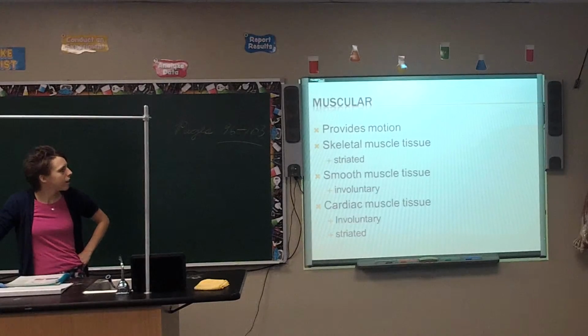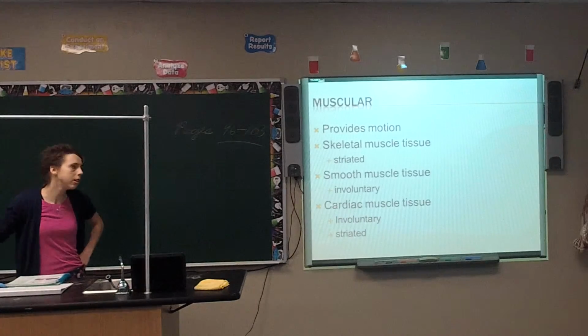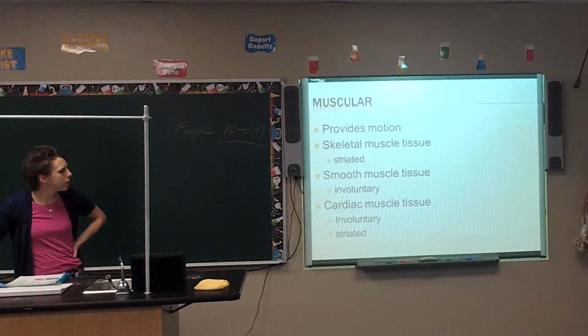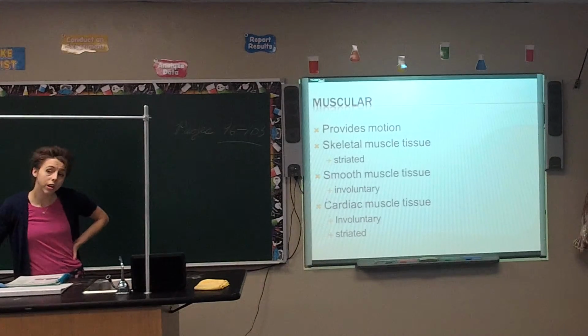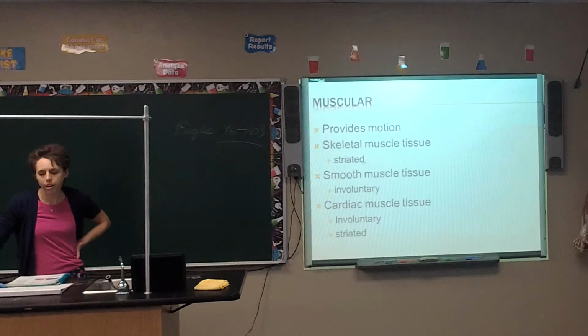Alright, the second type of tissue is the muscular tissue. This one provides motion. That makes sense. There are 3 different types of muscle tissue, though. You have skeletal muscle tissue, smooth muscle tissue, and cardiac muscle tissue. This is called cardiac, or it has that root cardio. What type of organ is this probably found in? Right, your heart. So this one is specifically in your heart. Now you'll notice that skeletal muscle is striated, or has a stripe pattern.